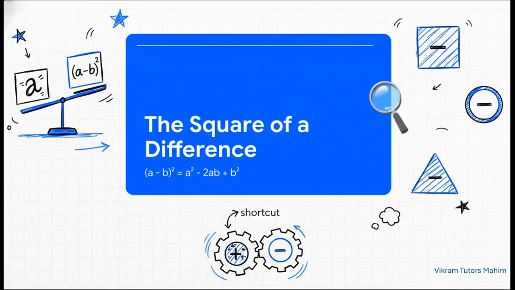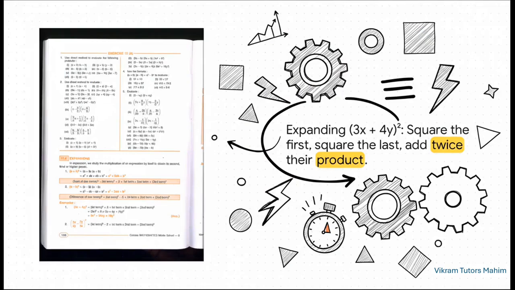And its twin is the square of a difference. The pattern is almost identical. You square the first, you square the last. The only change, the only one, is the sign of that middle term. It becomes minus twice the product. That one little sign is the only thing you have to remember. Let's see it in action here.